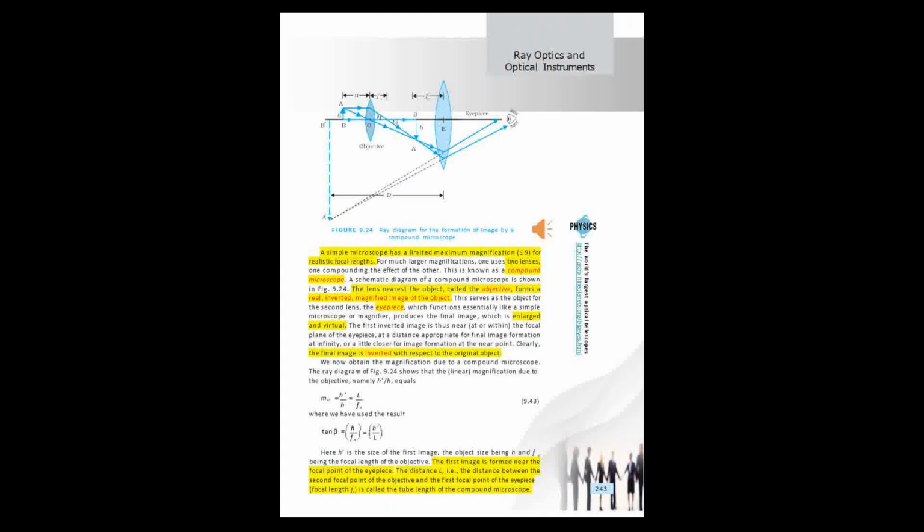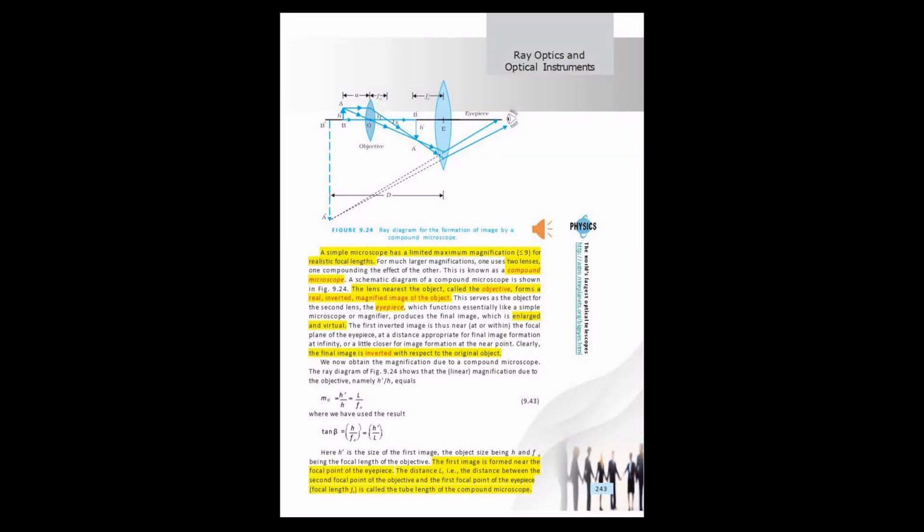A simple microscope has a limited maximum magnification, less than or equal to 9, for realistic focal lengths. For much larger magnifications, one uses two lenses, one compounding the effect of the other. This is known as a compound microscope. A schematic diagram of a compound microscope is shown in figure 9.24.